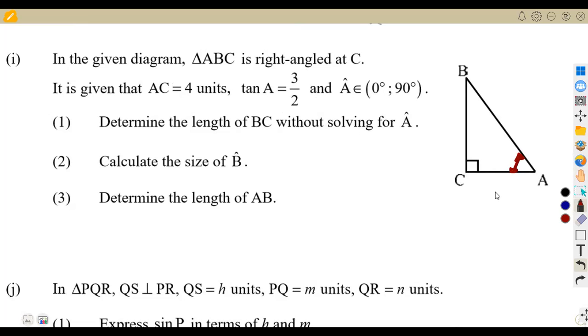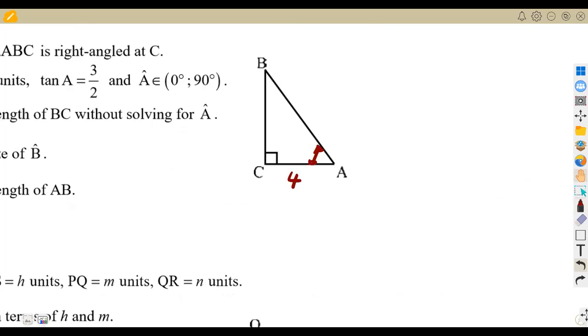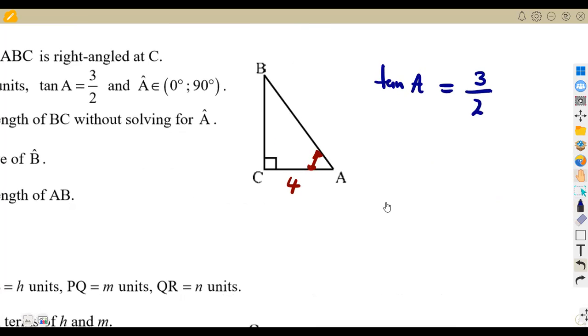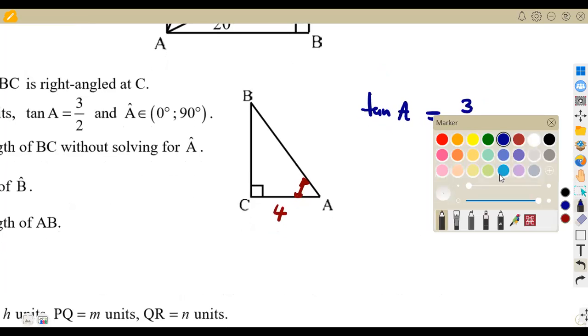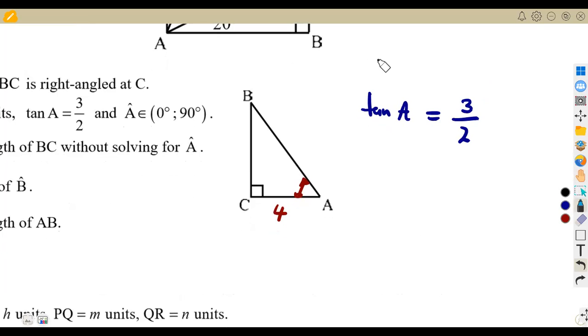All right, so anyway, we are given that AC is 4 units. Then we are given the tan of A, which is 3/2. So they are saying the tan of this angle is 3/2. How do you find the ratio of tan? Let us write this ratio aside here. The tan of angle A is equal to 3/2. Remember from our soccer tour, they gave us the ratio already, so what you just need to know is that you can play around with your ratio.